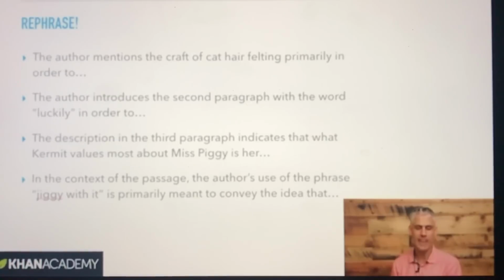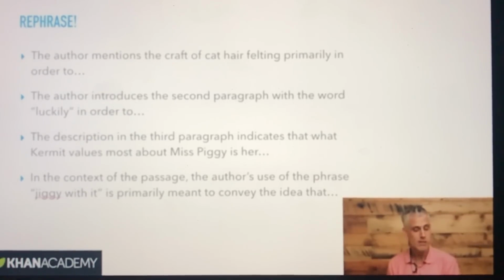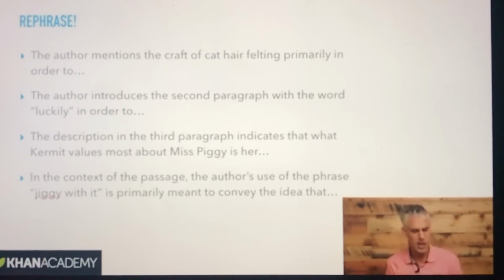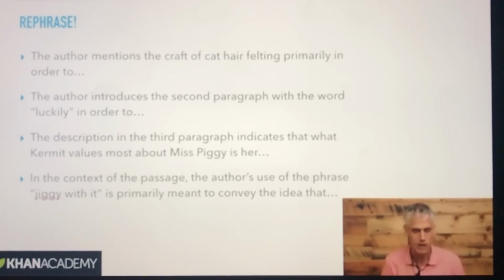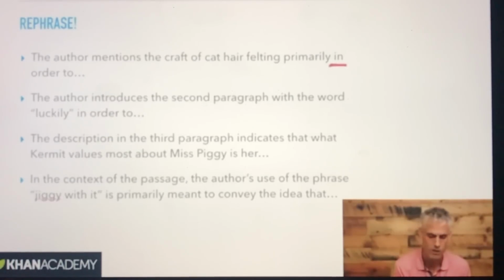The author mentions the craft of cat hair felting. It's a real thing. Primarily in order to... So that question is sort of like, can I go back to the passage and say, the author mentions the craft of... you get tongue-tied even thinking about it or talking about it. So if you can rephrase that and say, why is the cat hair felting there? Why? Right? "In order to" is sort of a why.